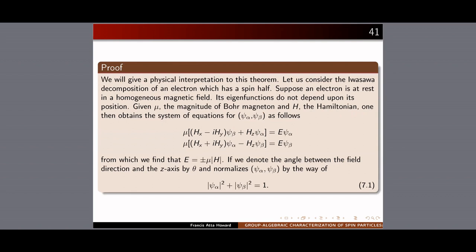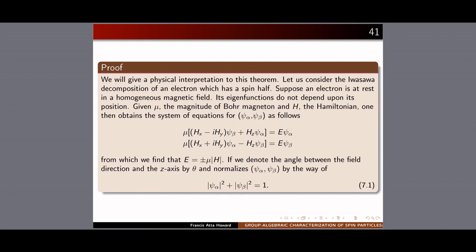For the proof, I just gave a physical interpretation and a sketch of it. I consider the Iwasawa decomposition of an electron, and an electron has a spin half. Suppose the electron is at rest in a homogeneous magnetic field. Its eigenfunctions do not depend on its position, because we are looking at the position of the electron. So given mu, the magnitude of the Bohr magneton, and H, the Hamiltonian, one then obtains the system of equations which are given as follows.